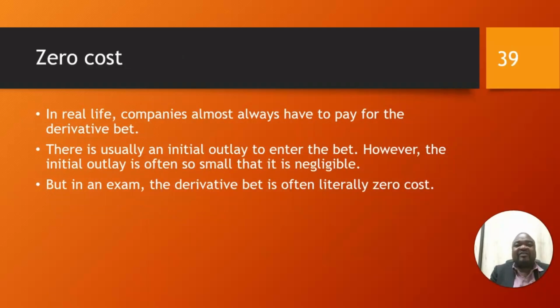Zero cost. In real life, companies almost always have to pay for the derivative bet. There is usually an initial outlay to enter the bet. However, the initial outlay is often so small that it is negligible. But in an exam, the derivative bet is often literally zero cost.